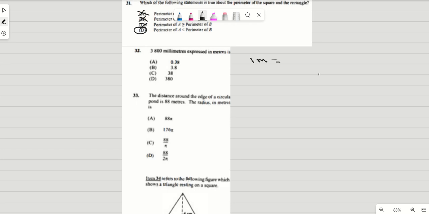Meter. Yeah, 1 meter is 1 over 1,000 millimeters. So if we want 38 millimeters, we look at what to multiply. That's 3,800 divided by 1,000, you get 3.8. So 3.8 meters. Okay?